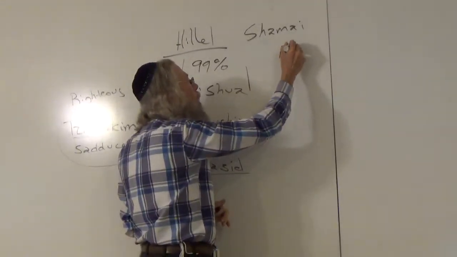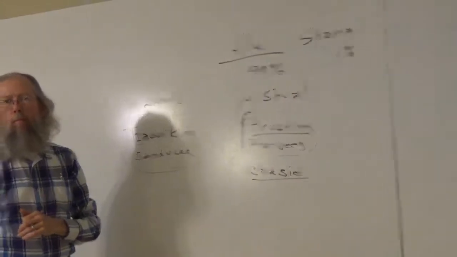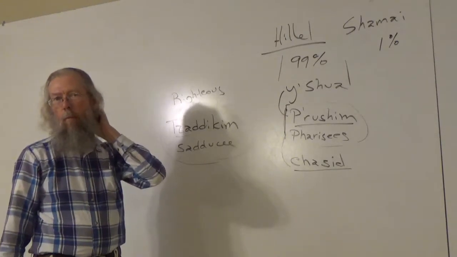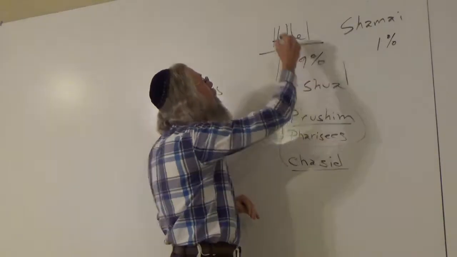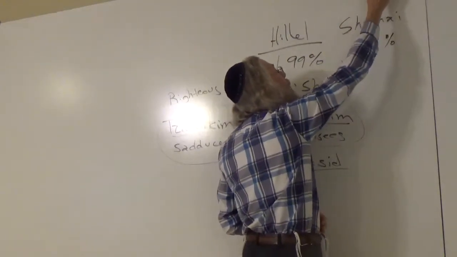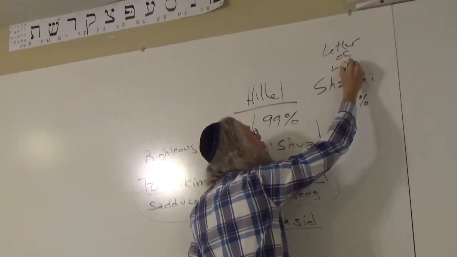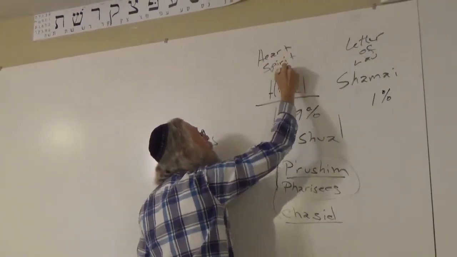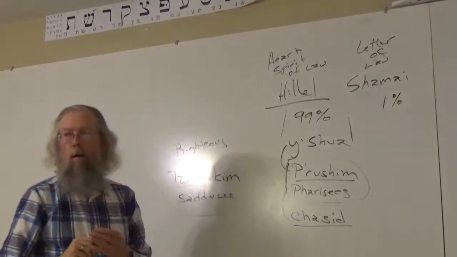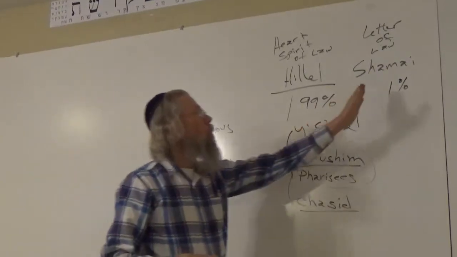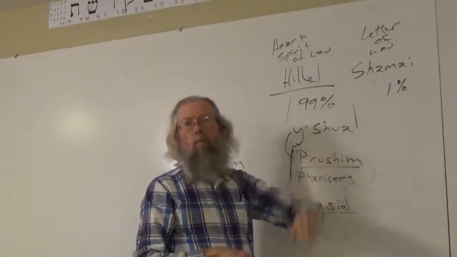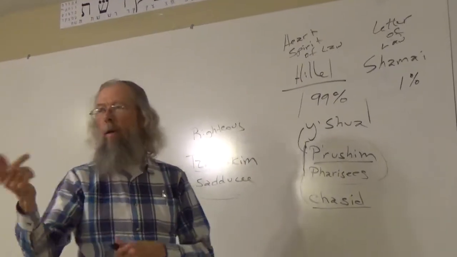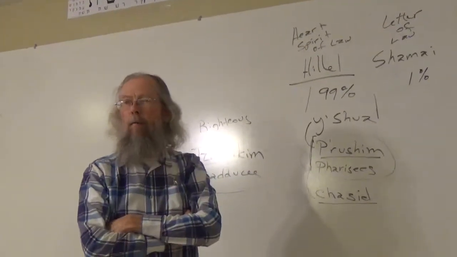There's only one time where we can find where Yeshua agrees with the party of Shammai. And the distinction was this: Shammai taught the letter of the law. Hillel taught the heart, or the spirit. Meaning what? With Shammai, when it said eye for eye, tooth for tooth, Shammai said, yeah, eye for eye, tooth for tooth. You put out somebody's eye, they'll put your eye out. You knock out somebody's tooth, we're going to knock out your tooth. Why? Because that's exactly what Torah said.